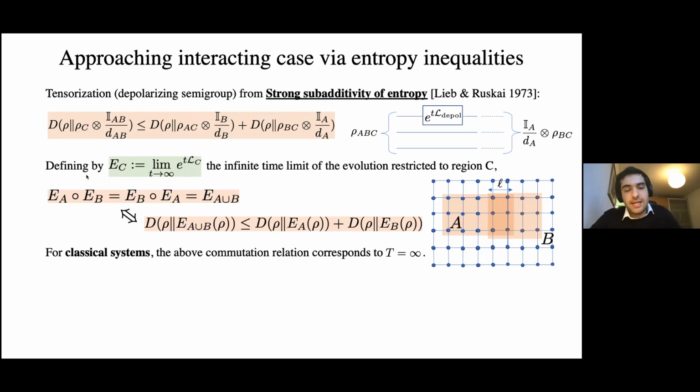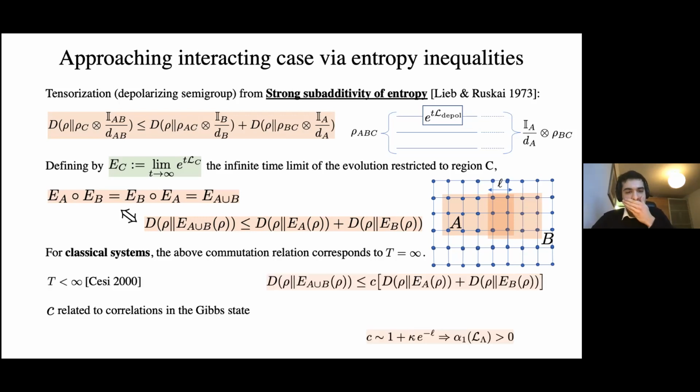However, this commutation relation is a very strong property, and even for classical systems, it will typically hold only at infinite temperature. Of course, what we want to prove is something at finite, maybe high, but still finite temperature. And this was achieved in the classical case by Cesi in 2001. He realized that the clustering of correlations in the Gibbs state is a good property to find the relaxation of this tensorization of the relative entropy, where you just multiply the right-hand side by some constant C, which is very close to 1. It's going to be 1 plus some exponentially decaying function in the overlap between A and B.